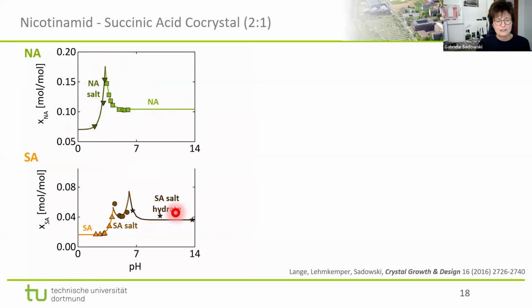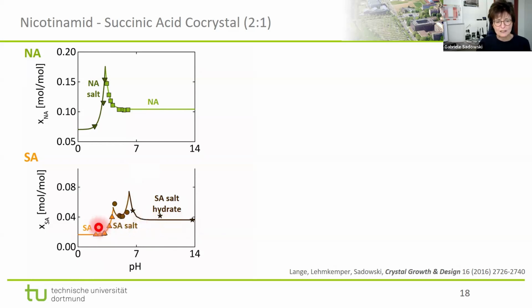And for the succinic acid, it's even worse. So you see that succinic acid is, as the name says, an acid. At low pH we have the succinic acid molecule, the neutral one that crystallizes. Then we have succinic acid salts at higher pH, and at even higher pH we have a salt hydrate formation, but I will come back to this.